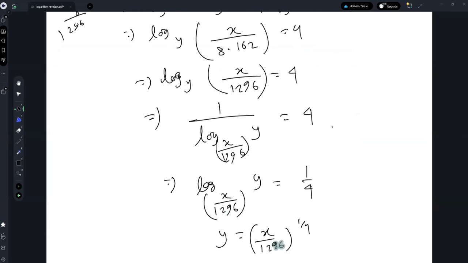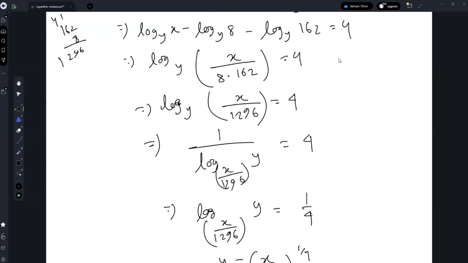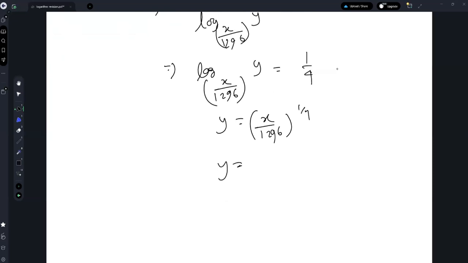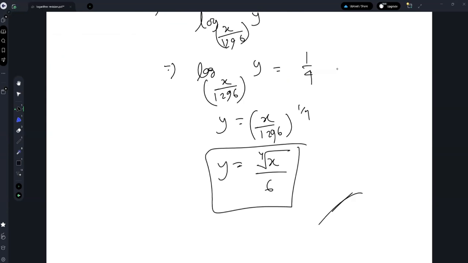So I get the expression for y, which is going to be the 4th root of x divided by 6. Now I got the expression for y in terms of x here, so I get this expression as my final answer. So let's move on.